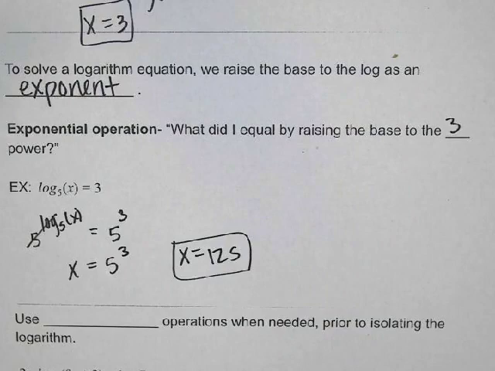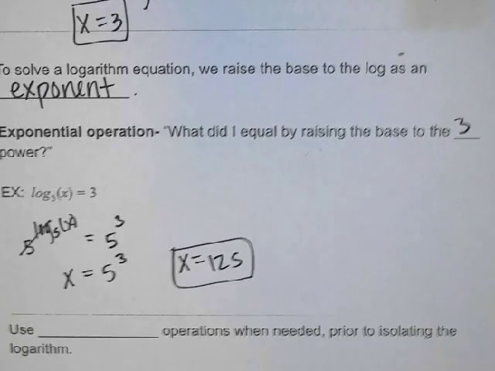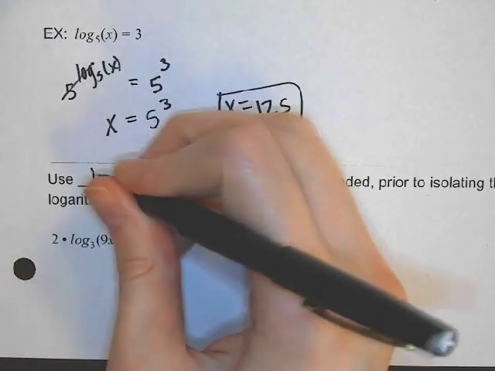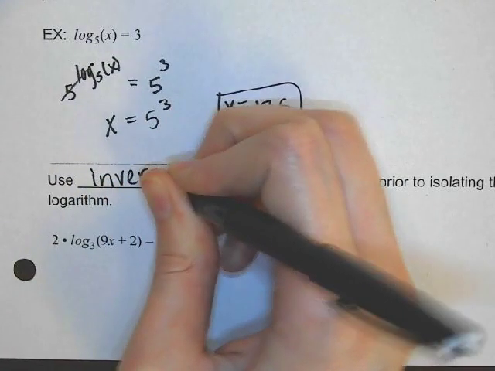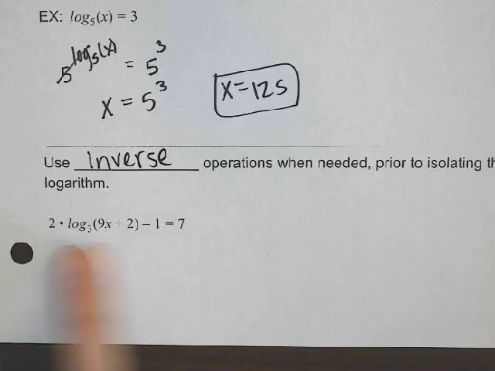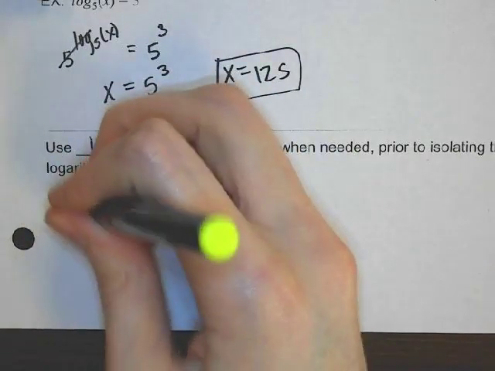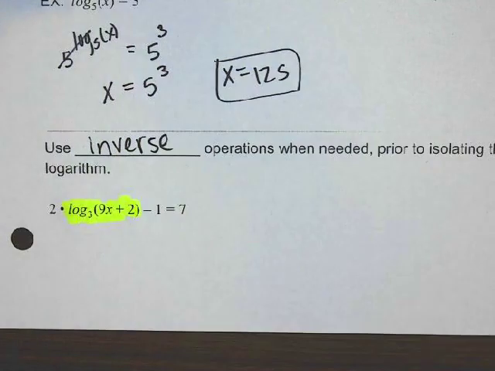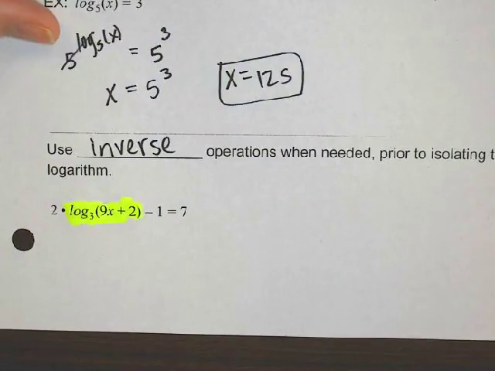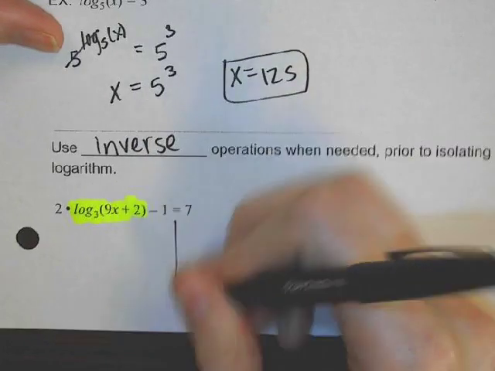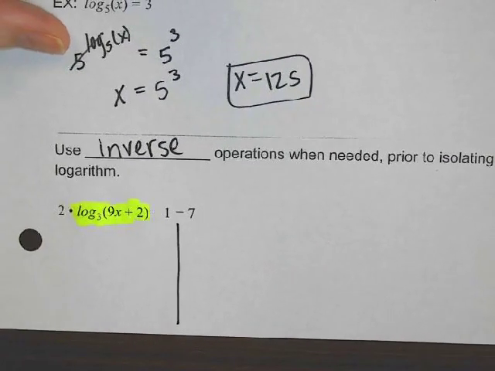All right, so let's go ahead and do some more difficult ones following the same type of method. Just like before, we want to use inverse operations to isolate the logarithm section. So if you look at this example here, this is your logarithm. You want to get rid of all those outside values following backwards PEMDAS before raising them to an exponent.